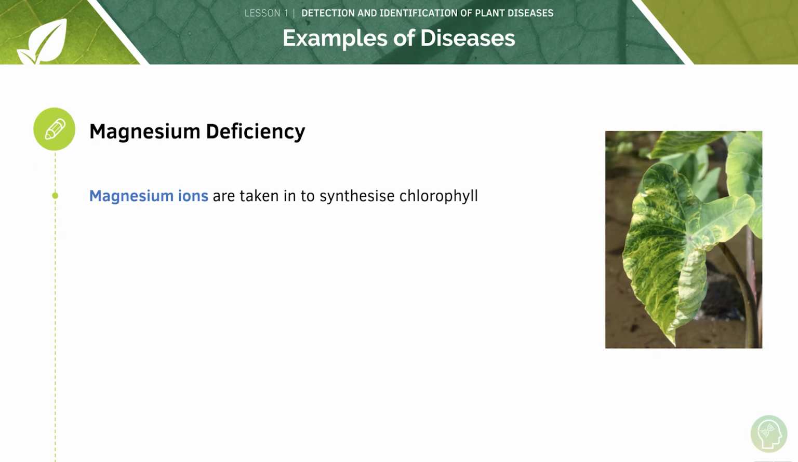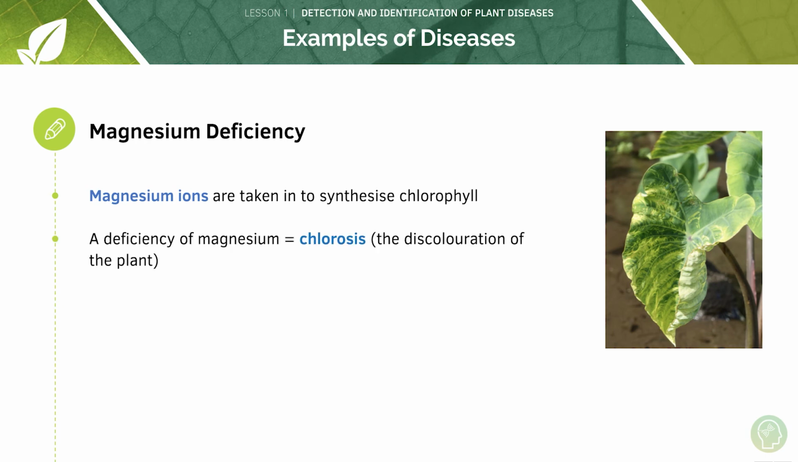So another ion that is really, really important is magnesium. And so magnesium ions are taken in by the plant in order to synthesize chlorophyll. And remember, chlorophyll is that essential green pigment contained in chloroplasts, and this pigment is really important in photosynthesis. So chlorophyll is essential for the plant to grow. And a deficiency of magnesium will therefore lead to a deficiency in synthesizing chlorophyll and lead to chlorosis, which is the discoloration of the plant.